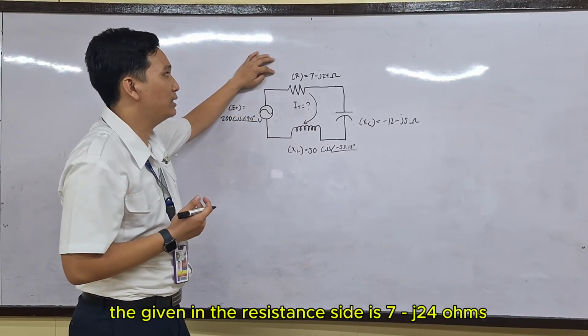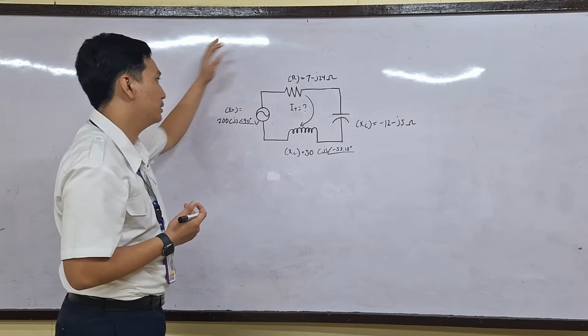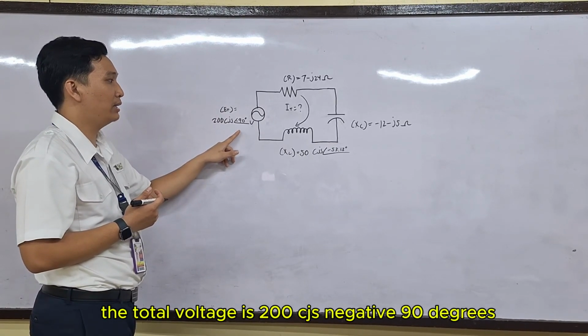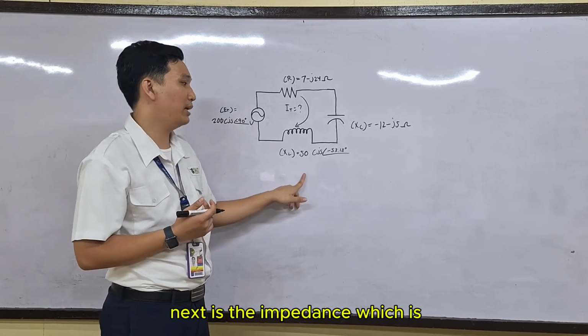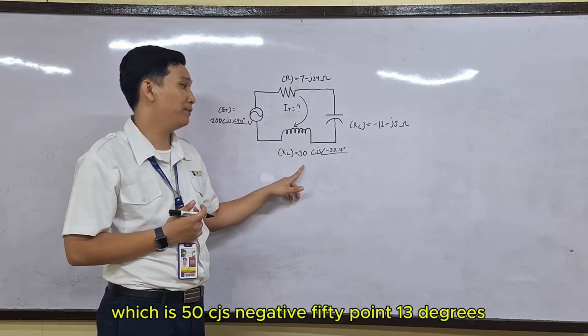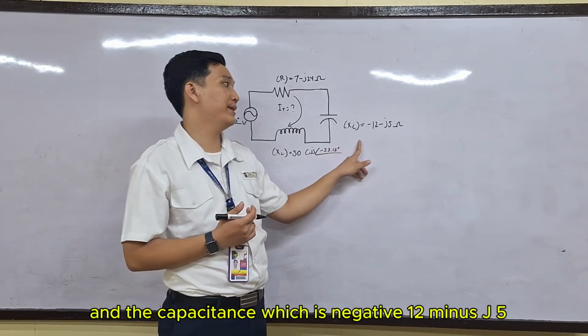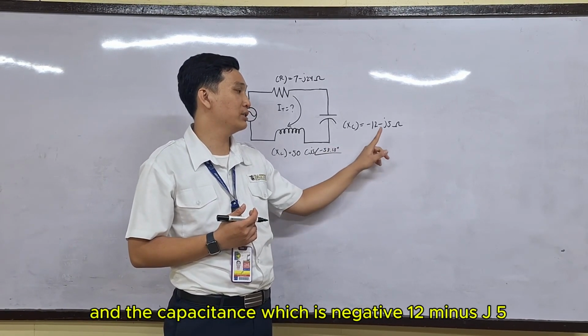The resistance is 7 minus j24 ohms. The total voltage is 200 cis negative 90 degrees. Next is the impedance, which is 50 cis negative 0.13 degrees, and the capacitance, which is negative 12 minus j5 ohms.